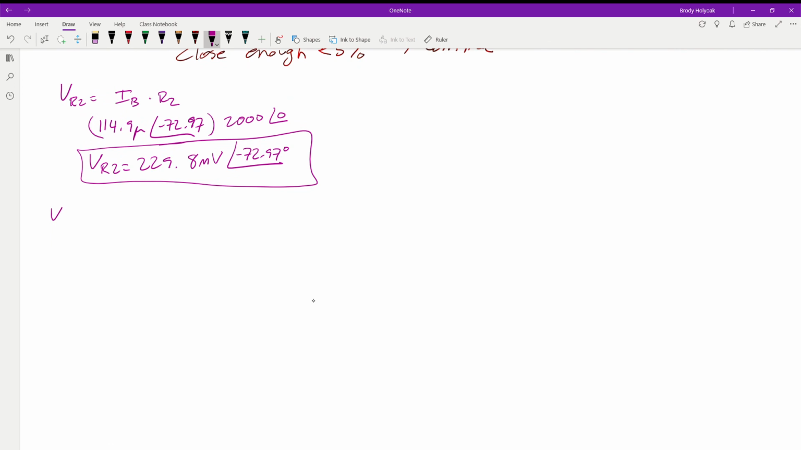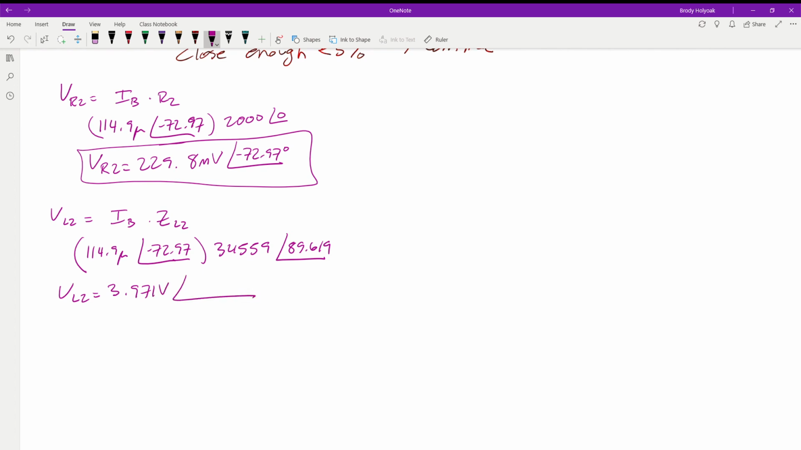Then we want to find the voltage drop across inductor 2, which is the current of branch B times the impedance total of inductor 2. So 114.9 microamps at an angle of negative 72.97 degrees multiplied by the 34,559 at an angle of 89.619 degrees. We run that through our calculator. The voltage drop across inductor 2 is 3.971 volts at an angle of 16.649 degrees.